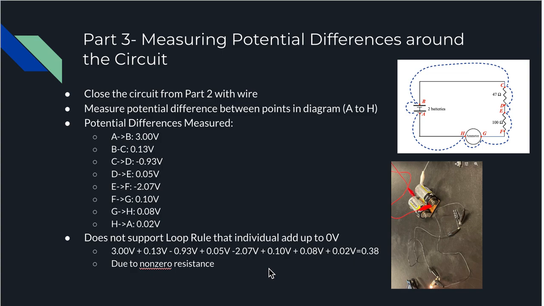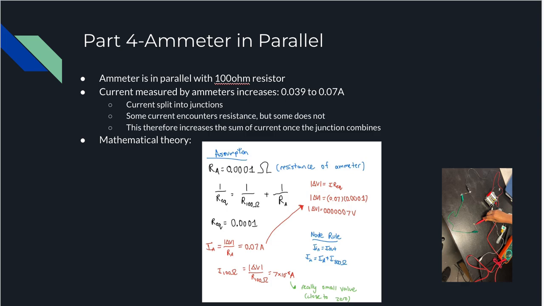Just some possible sources of error. This was the ammeter in parallel, where we calculated with the 100 ohm resistor, and it increased to 0.07 amps. Because of the junctions, some current encountered a resistance, but some did not. So this therefore increases the sum of the current.